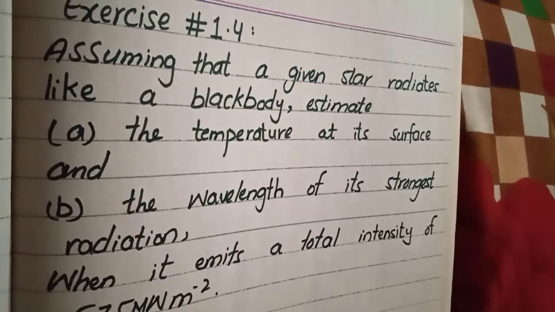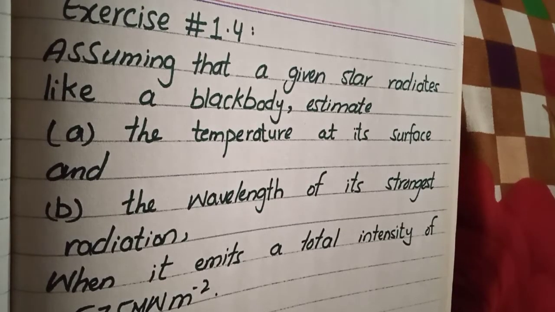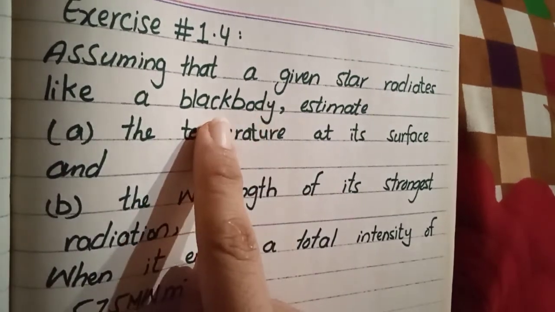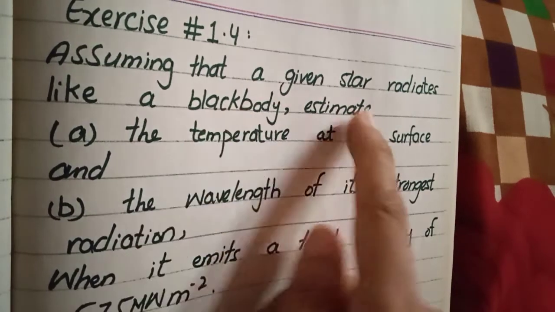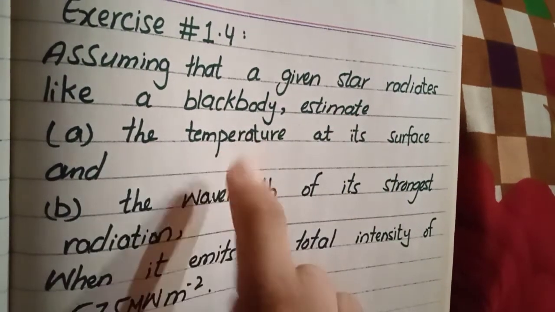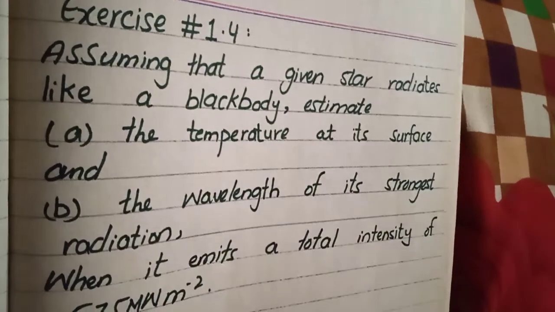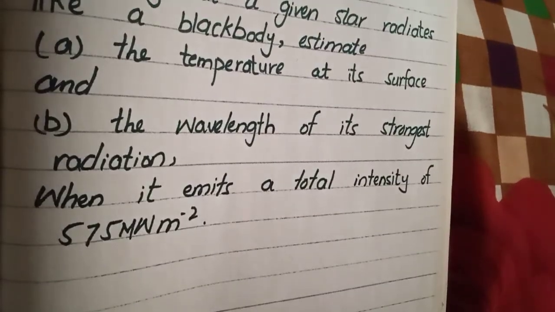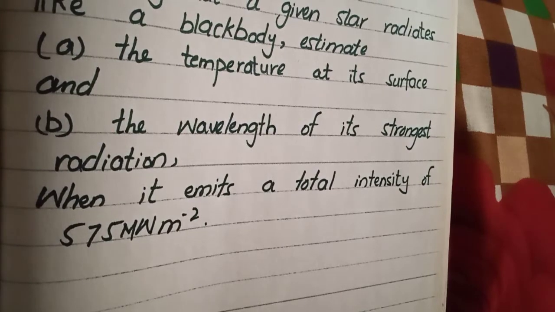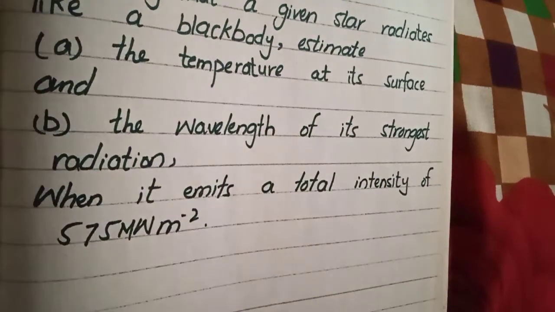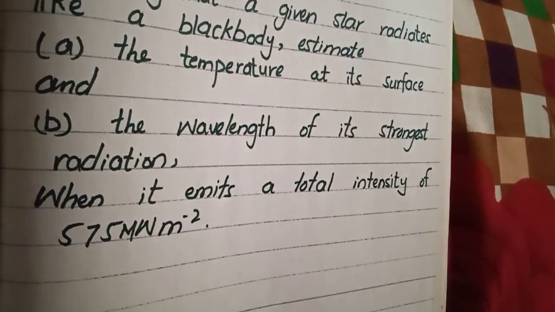And let's move towards the next question. In the next question, we have to assume that a given star radiates like a black body. Okay, this is a condition. Keep in mind, estimate the temperature at its surface and the wavelength of its strongest radiation, when it emits a total intensity of 575 megawatt per meter square. Mega is a prefix which will be equal to 10 raised to power 6. Okay, now let's move towards the solution of this question.